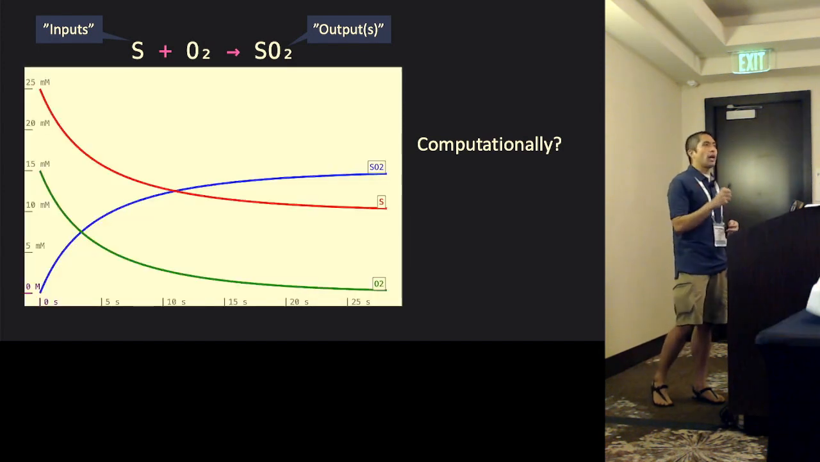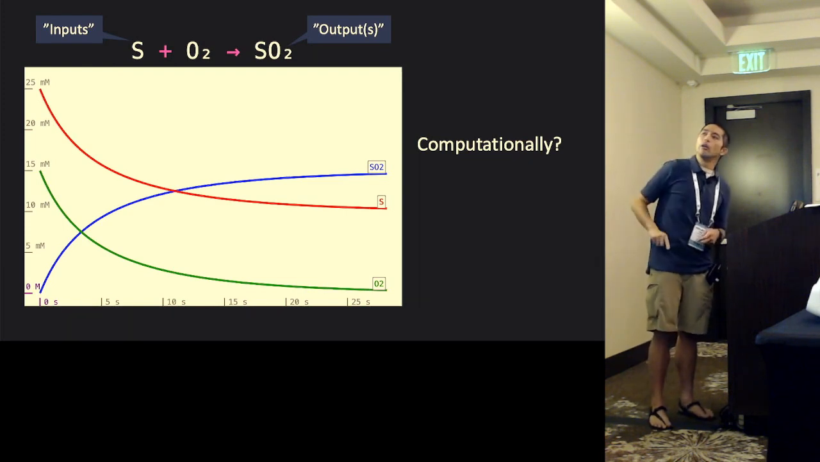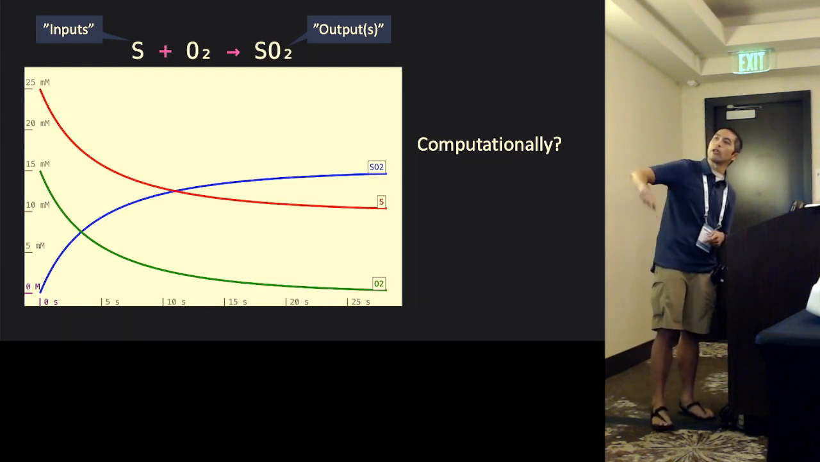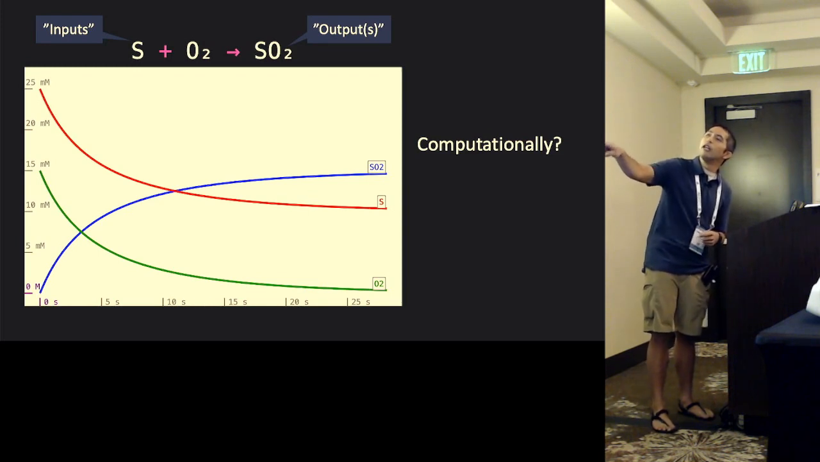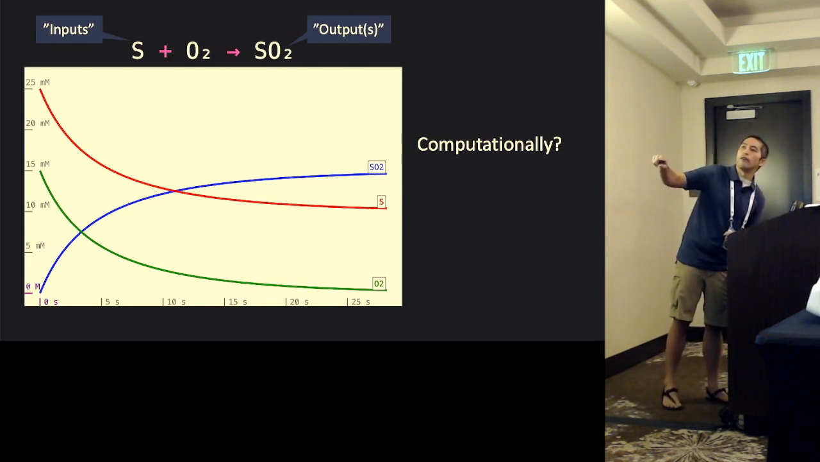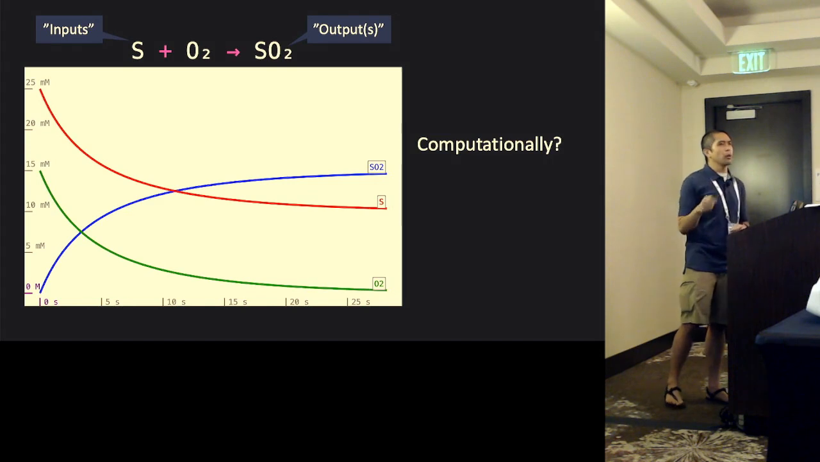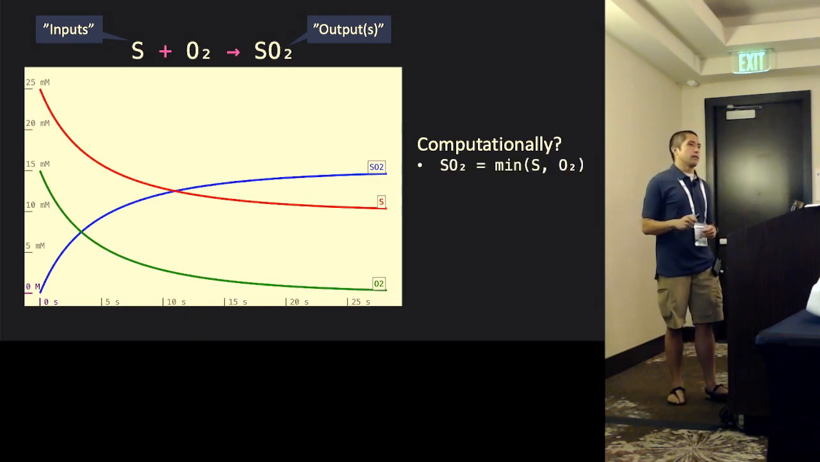Well, if we look at a graph of those reactants over time, the blue is the output in particular, we can see that over time, if we start with a given quantity of sulfur in red, that was a convenient color, and dioxide in green, the blue output converges to the original value of the green quantity. So what are we actually computing there? It's the min of those two inputs.